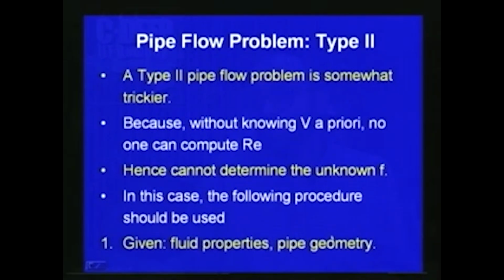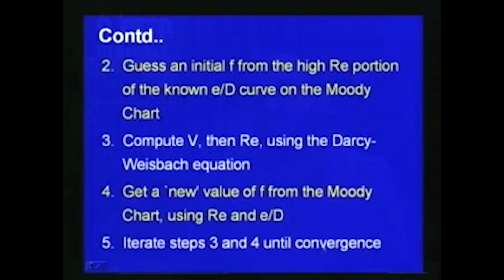The given parameters are fluid properties and pipe geometry, and then we go for an initial guess of f from the higher Reynolds number portion of the known e by D curve on the Moody's chart. So we can use the Moody's chart and guess the value of f, and then using that value we can compute the velocity V, then we can get the Reynolds number using the Darcy-Weisbach equation. Earlier we assumed the friction factor f.